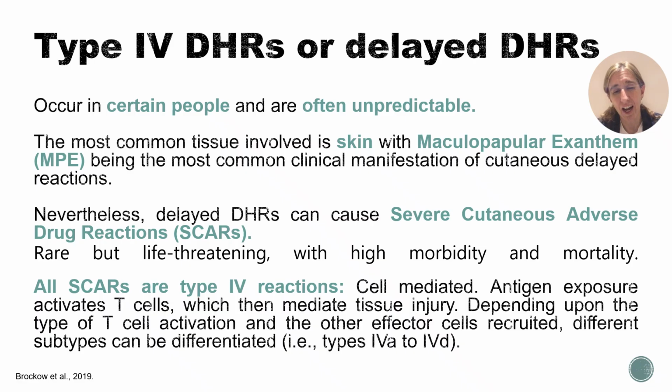All SCARs are type 4 cell-mediated reactions with antigen exposure, in which the drug as an antigen activates the T cells, which then mediate all the tissue injury depending upon the type. The type of cell activation, the T cell subsets that are involved, and other effector cells that are recruited also from the innate immunity. We have the different types of cellular reaction.